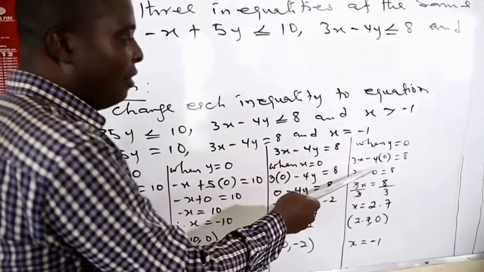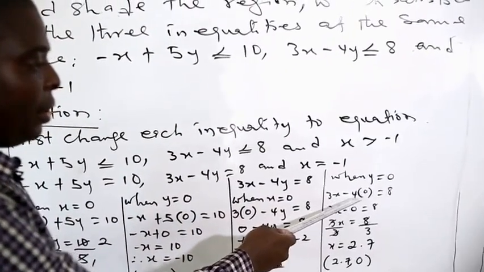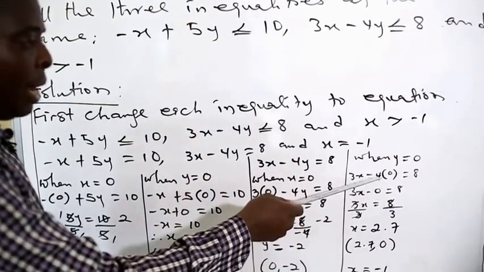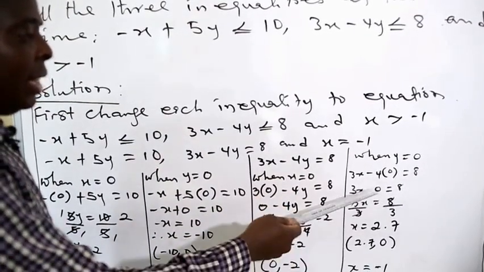Then also, when y is equal to 0, we have 3x minus 4 into 0 is equal to 8. 3x minus 4 times 0 will give us 0.